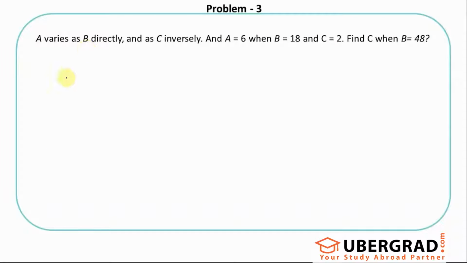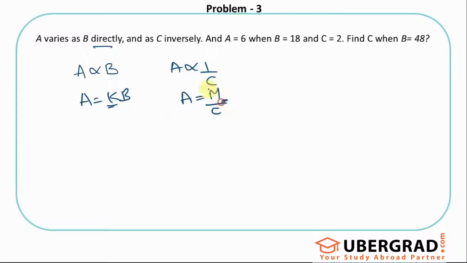A varies as B directly, so that means A is directly proportional to B, and inversely as C, that's basically 1 by C. So I can write them as the equations A equals KB and A equals M by C. Keep this in mind, the variables can't be the same because there are two different relations mentioned in the question. I need to use two different variables.